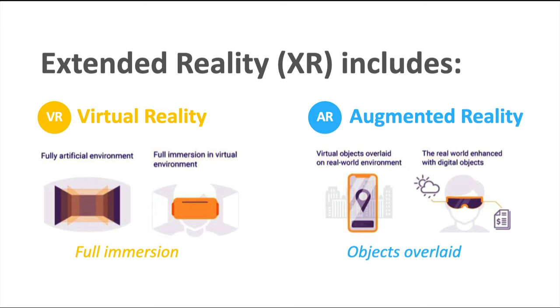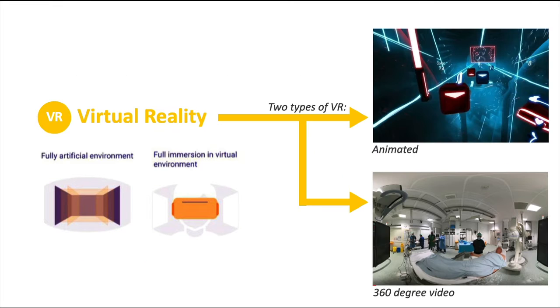Augmented reality, or AR, is where virtual objects are overlaid on real-world environments, the real world enhanced with digital objects. Objects, again, are overlaid on top of the real environment. So here are a couple of examples of what that looks like.